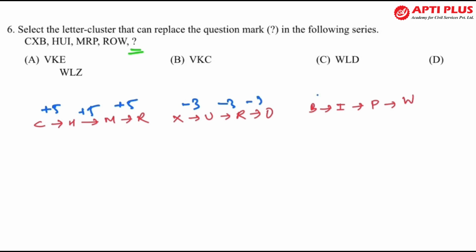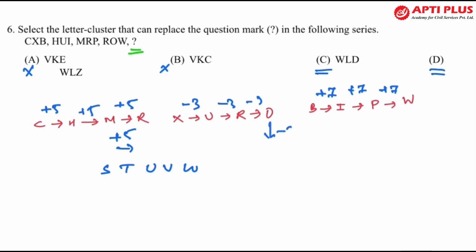And from B to I, here you will find a change of plus 7: B C D E F G H I, that means 7, and I to P there is again a change of plus 7. So here you can see a pattern of plus 5, minus 3 and plus 7. Now plus 5 is here, so from R, S T U V W, you get W. So the next letter will be W. So you can easily eliminate these two options. Now the option can be C and D. And O minus 3, what is O minus 3? It is L. So WL is there in both the options C and D.